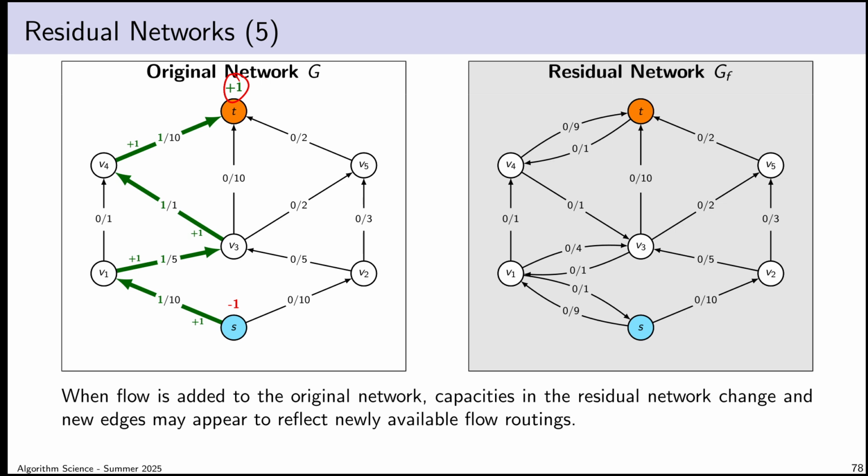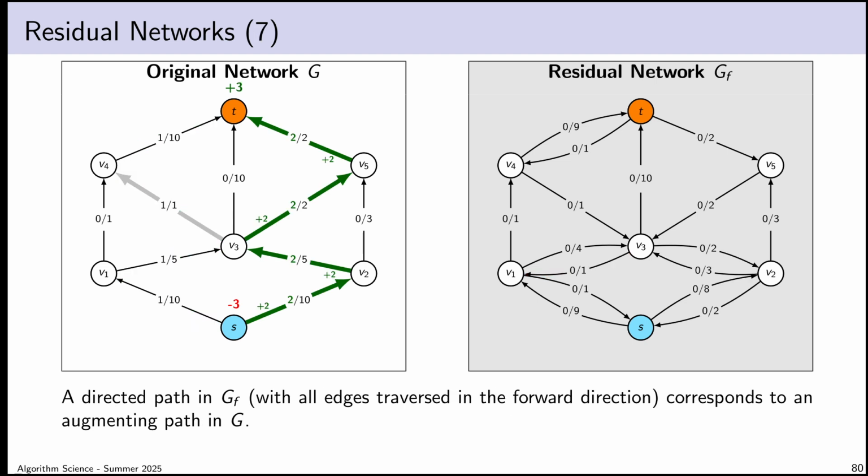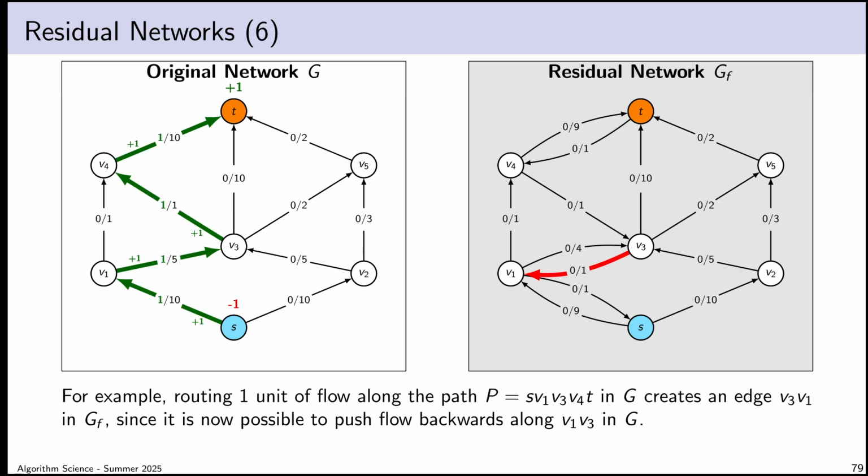If I now go look at my residual network, notice that because the edge V3, V4 became saturated, it no longer exists in the residual network. Now there's an edge V4, V3, indicating that if I want to, I can push flow in reverse from vertex V4 to vertex V3. And additionally, because I routed 1 unit of flow from V1 to V3, a new edge shows up from V3 to V1, reflecting my new ability to send flow backwards to return this 1 unit of flow from V3 to V1. And in general, if I find any directed path in my residual network, that will correspond to some augmenting path in my original network.